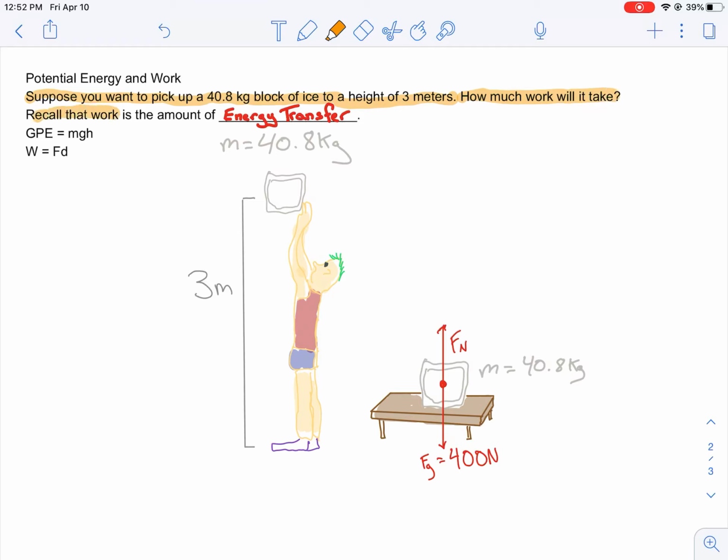So let's recall that work is the amount of energy transfer. So how much work will it take? Well, we've got to figure out how much energy it's going to take to put it at that height. And remember that gravitational potential energy equals mass times g times height, and work equals force times distance. So those are some of the things that we have to remember when we're looking at a problem like this.